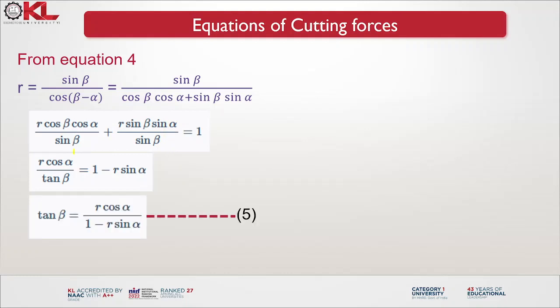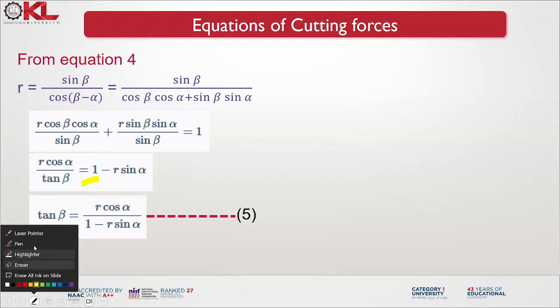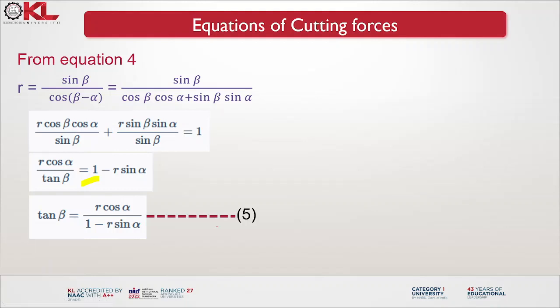So now from this, tan beta is equal to, take this term to the right side. Okay, so that is R cos alpha by 1 minus R sin alpha. This is marked as equation 5. That is, I want to take the pen. This is equation 5.